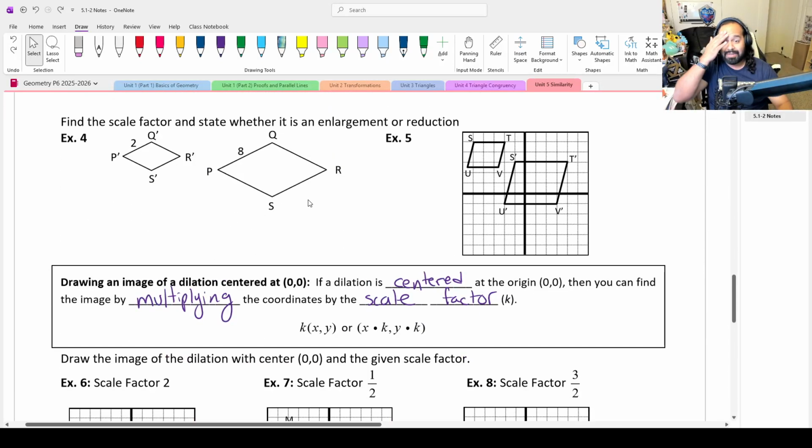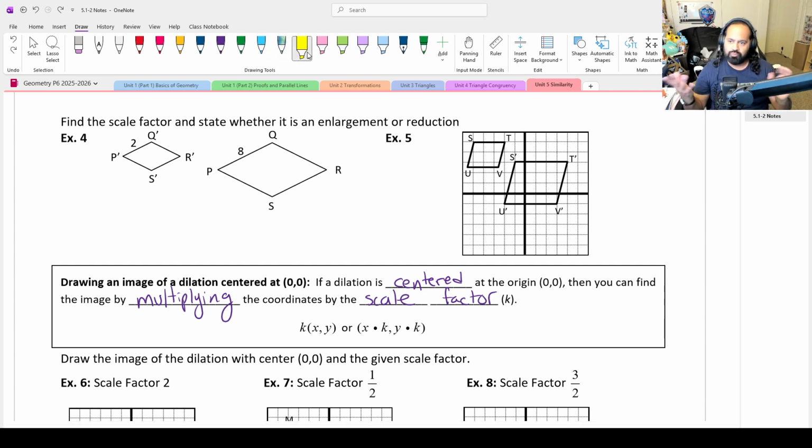So we can actually go ahead and apply it here. So first thing you're going to want to know is, how do I figure out which one's which? Again, use your prime notation to help you figure out that this is your image. Well, since I know that my scale factor is the image divided by the preimage, I'm just going to take the measurement from my image divided by the preimage. So 2 divided by 8, which, of course, you're going to want to reduce any fractions you're able to. That gets you 1/4.